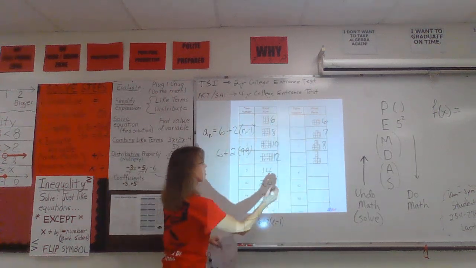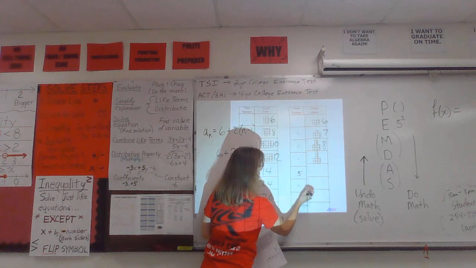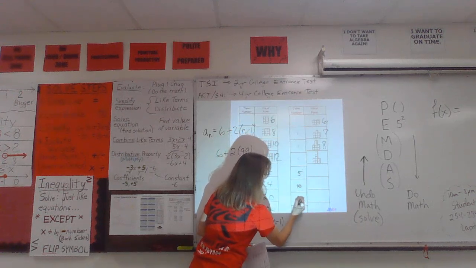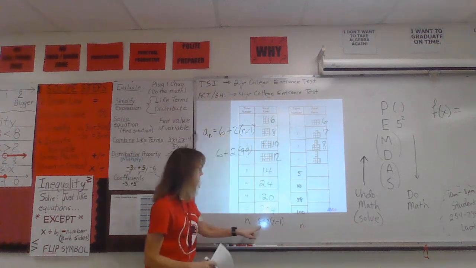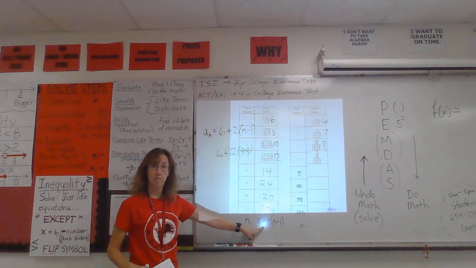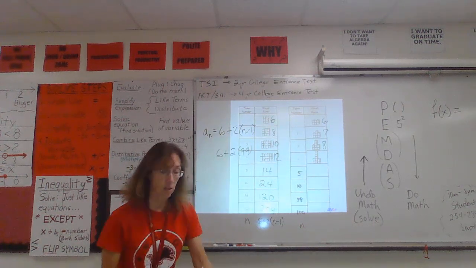Okay? We're doing the same numbers over here. They want the 5th term, the 10th term, the 58th term, the 100th term, and then the nth term, which is your explicit formula. Okay? So go find those, and you're done with the worksheet.